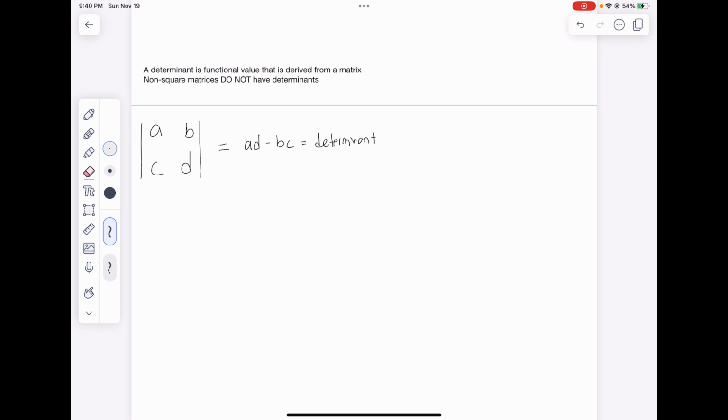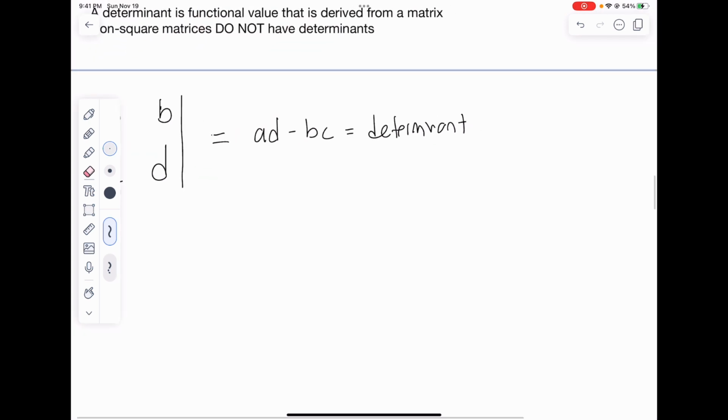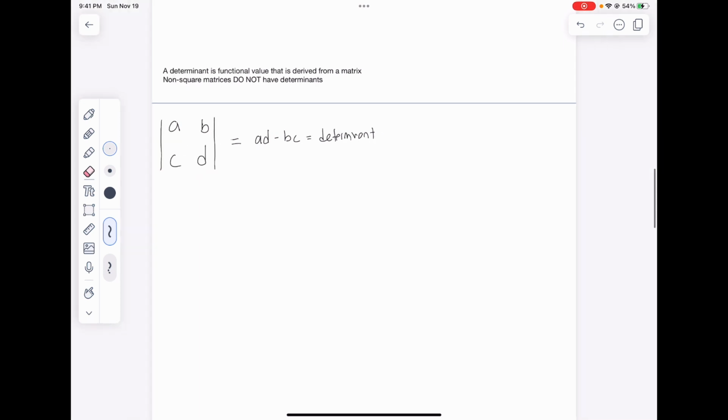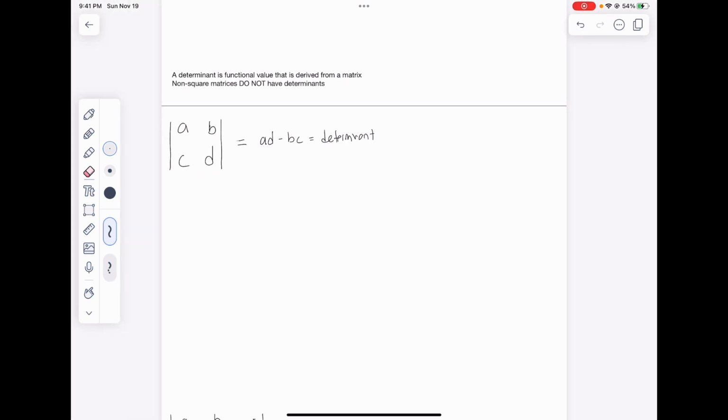So first, we can see how to find the determinant of a 2x2 matrix. In this case, A, B, C, D. So you know you're finding the determinant when it has a straight line and not a bracket. To find the determinant of a 2x2 matrix, you use the equation A times D minus B times C, which equals the determinant. An easy way to remember this is A times D minus B times C, like a crisscross.